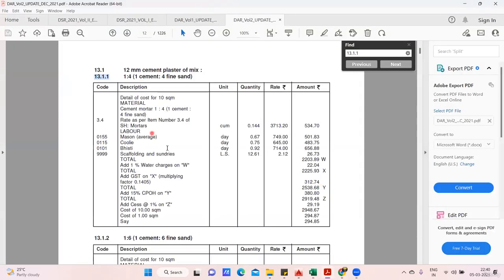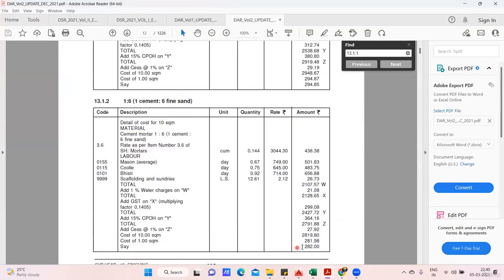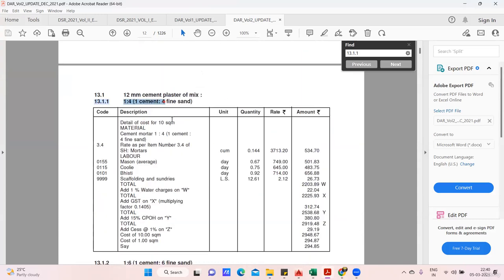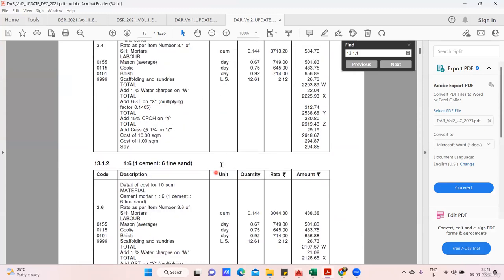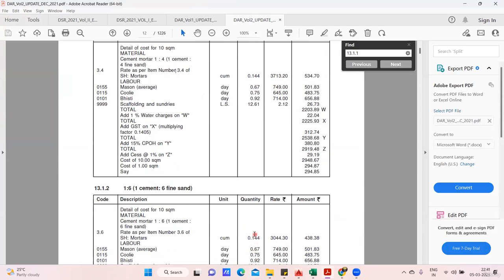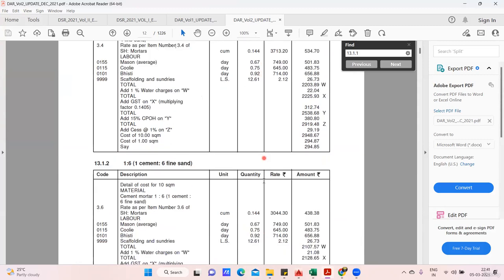So I explained to you for 1:6. Okay. We got 282. This is for 1:6. Similarly, if you want to do for 1:4, then you're supposed to follow this particular thing. There are no changes. Everything remains the same. Only in this cost, it will change. That's it. This is 0.144. This is also 0.144. Rest everything is also the same.